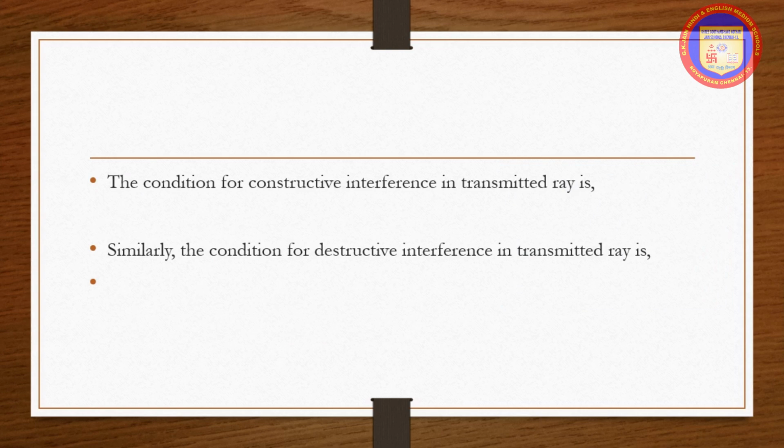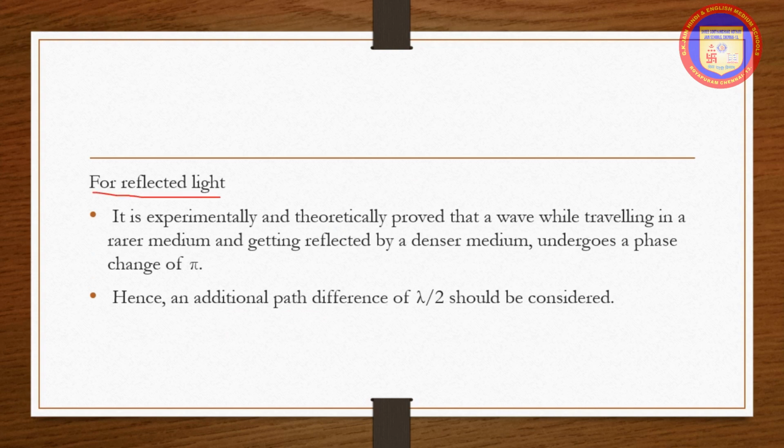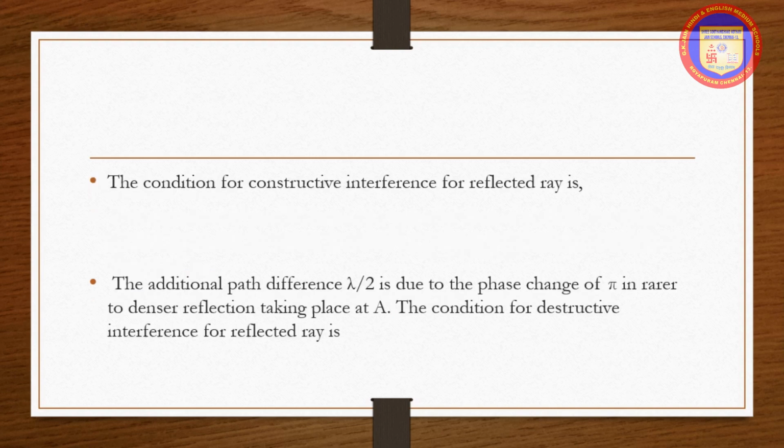The condition for constructive interference in the transmitted ray is 2 mu d equal to n lambda. Similarly, the condition for destructive interference in the transmitted ray is 2 mu d is equal to (2n minus 1) lambda by 2. In the second part, for reflected light, it is experimentally and theoretically proved that a wave traveling in a rarer medium and getting reflected by a denser medium undergoes a phase change of pi, or an additional path difference of lambda by 2 should be considered. So, the condition for constructive interference for the reflected ray is 2 mu d plus lambda by 2 is equal to n lambda, or we get 2 mu d is equal to (2n minus 1) lambda by 2.